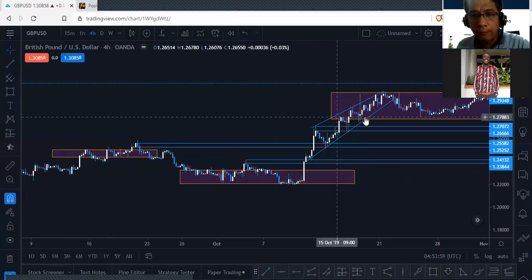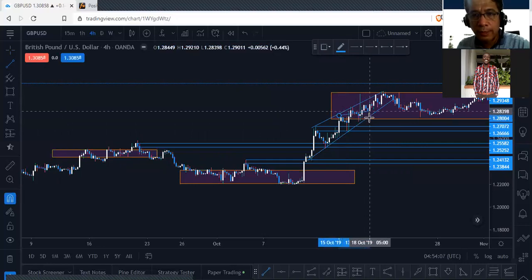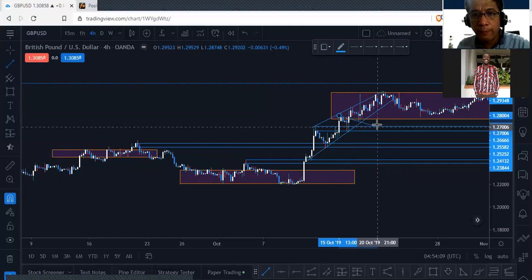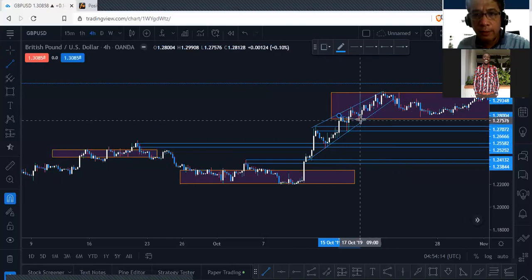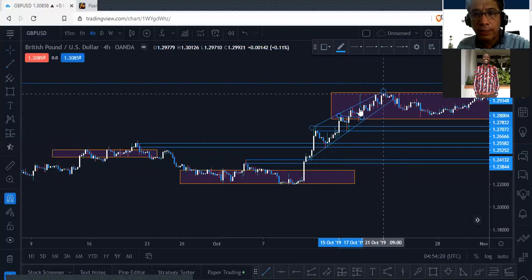Here you can see that this is also a swing high that was broken. See that one? So the FX market really loves to do this most of the time. Break and attack the market here. But as you can see here, the momentum is winning. As you can see, the gap here is decreasing.